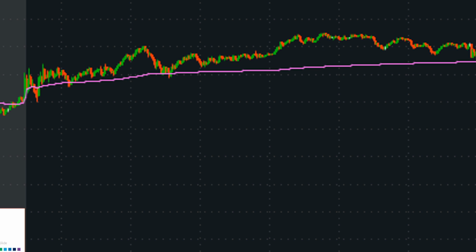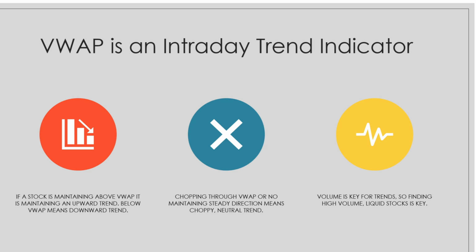Here's a stock maintaining above the VWAP, and again you can see every time the stock moves, it pulls back to the VWAP, it confirms that upward trend, moves back, vice versa. And so it's respecting the VWAP here. It's maintaining an upward trend. It's not respecting the VWAP. That's a little bit misleading. But what it is doing is maintaining an upward trend, and the VWAP is confirming that.